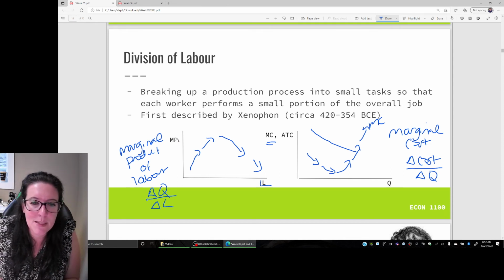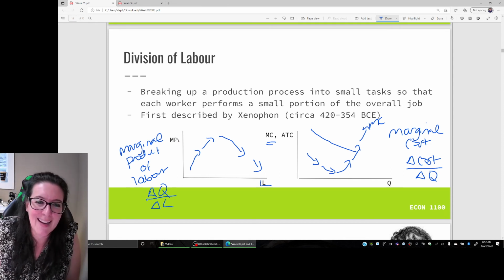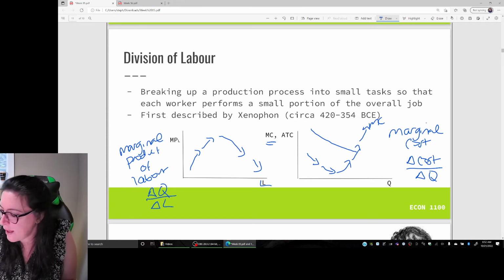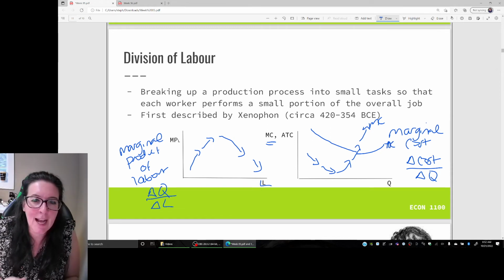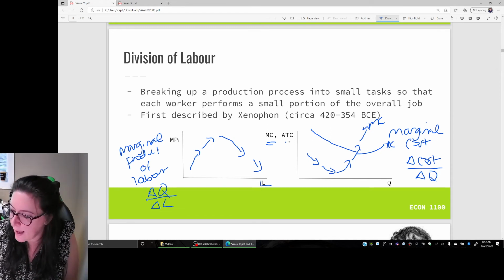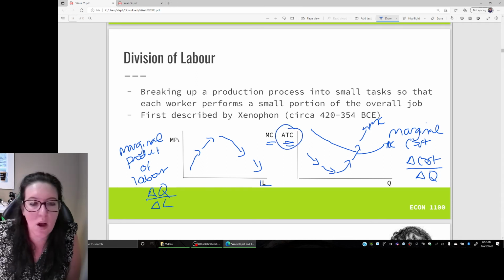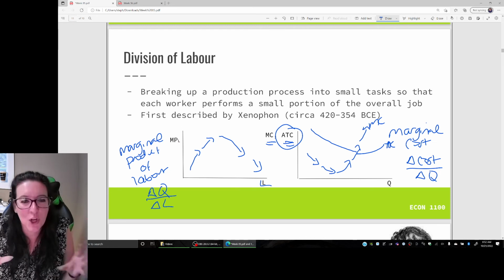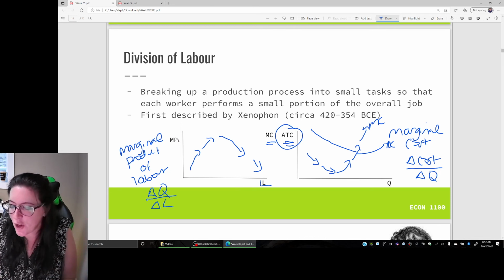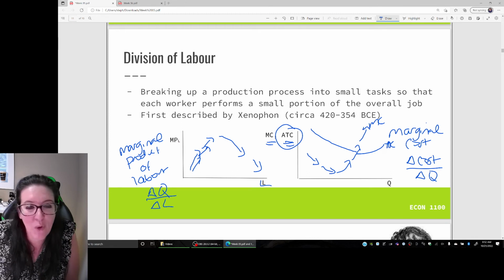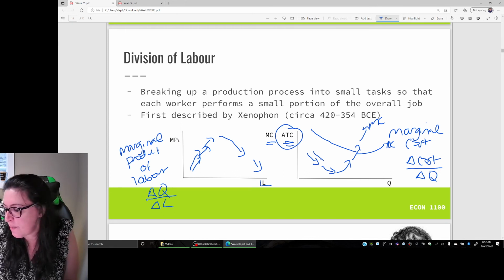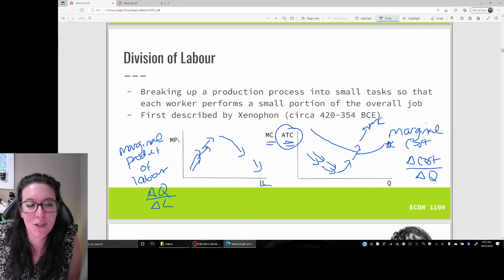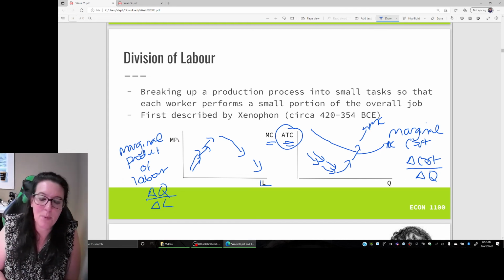The problem is if the workers aren't adding more to production, then the overall cost per unit is going to go up. So when we're looking at divisions of labor, we're really looking at how can we get the lowest cost per unit by taking advantage of the fact that when the workers specialize, they each are adding more than the person before, which is going to make the extra cost to make goods go down and pull down that per unit cost.